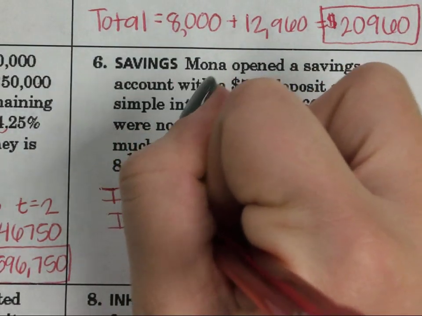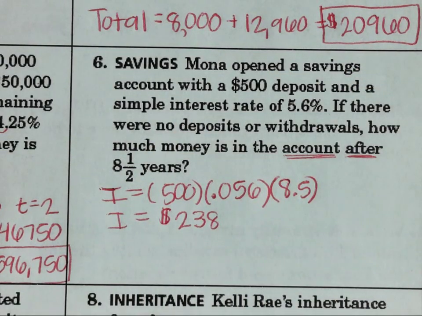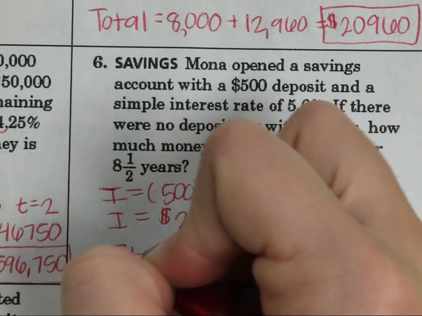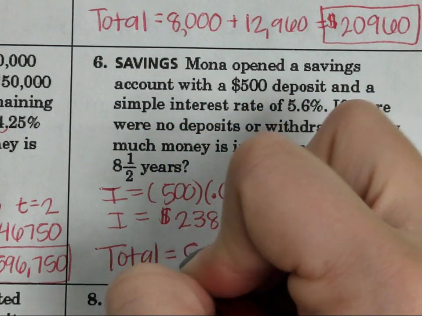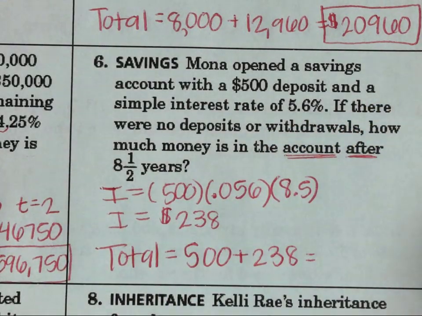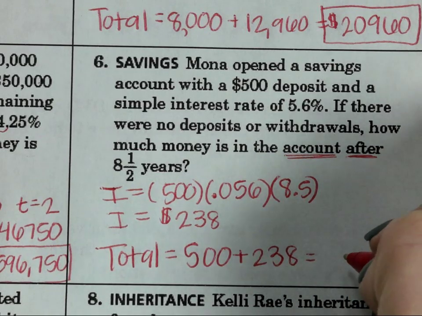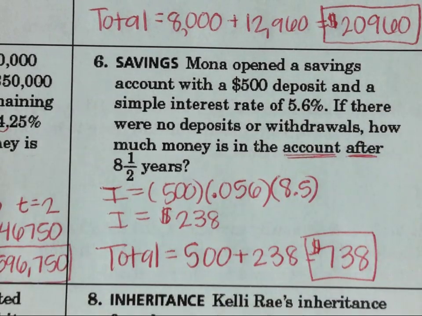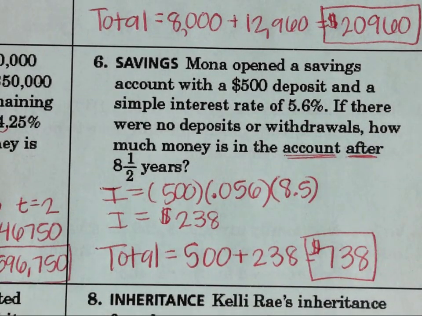238 what? Dollars. Okay. So that's how much money that savings account earned after 8.5 years. But now I want to know how much money is in that savings account total. Good. I'm going to add 500 to that simple interest. Ben. $738 is how much is in that account after 8.5 years. Questions?